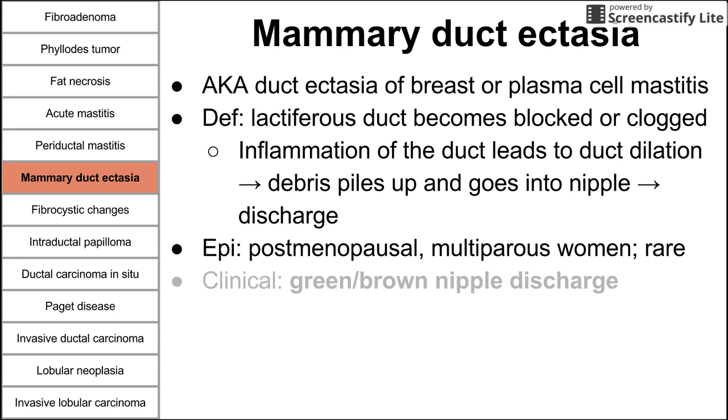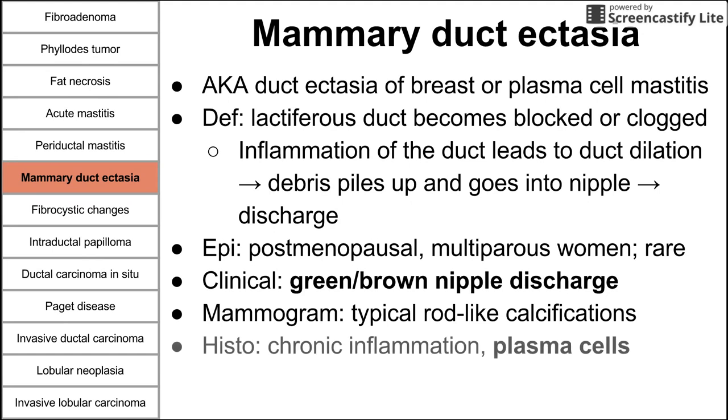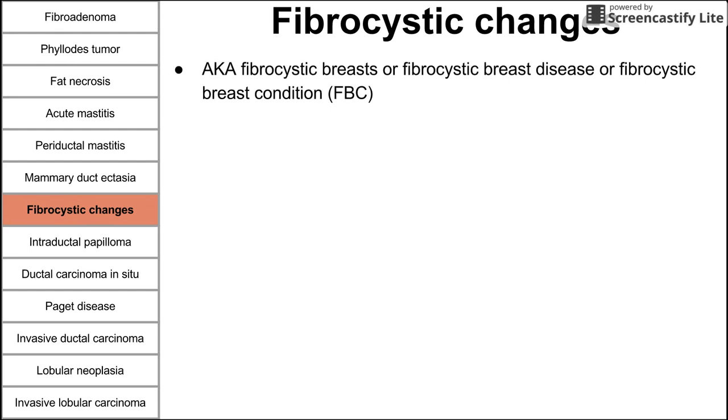It's usually pretty rare. Clinically, you see a green-brown nipple discharge. That's pretty characteristic of mammary duct ectasia. On mammogram, you do see rod-like calcifications, and on histology, you see plasma cells, hence the other name, plasma cell mastitis. Next is fibrocystic changes, which is a group of collective changes that happen in the breast, also called fibrocystic breasts or fibrocystic breast condition.